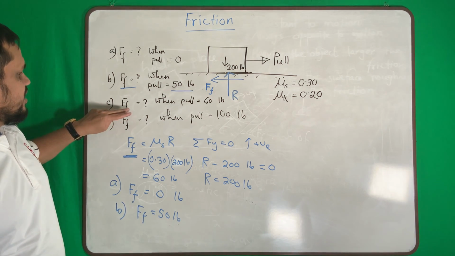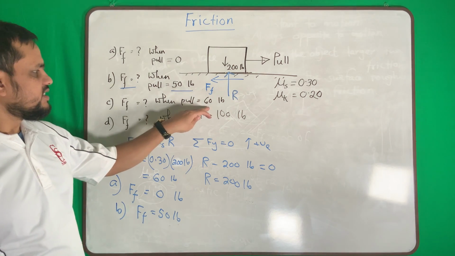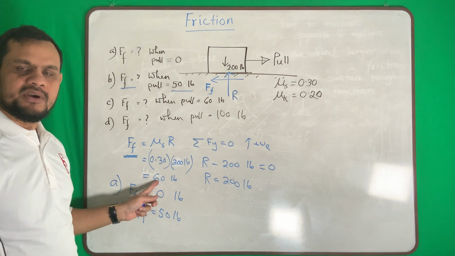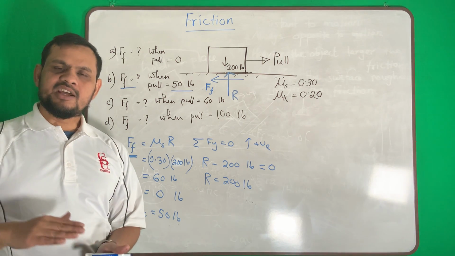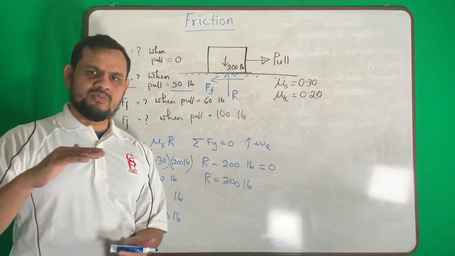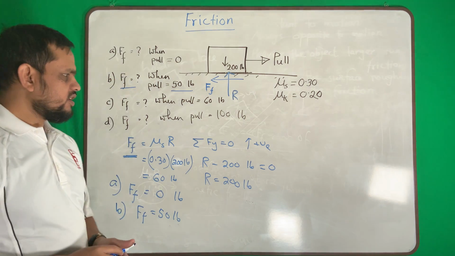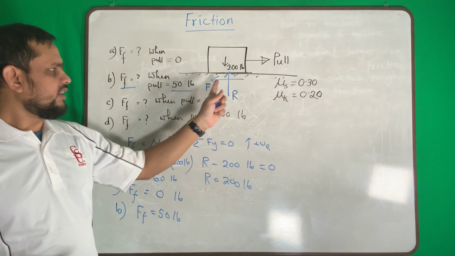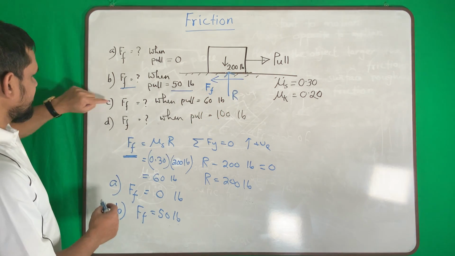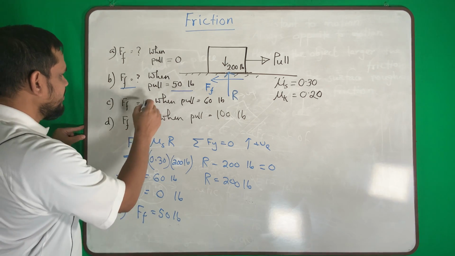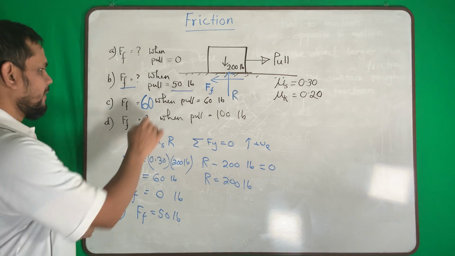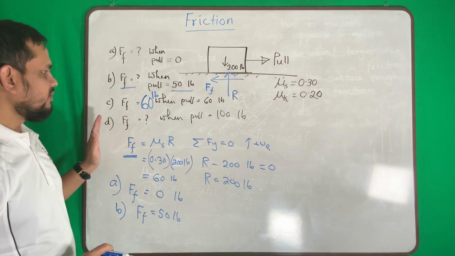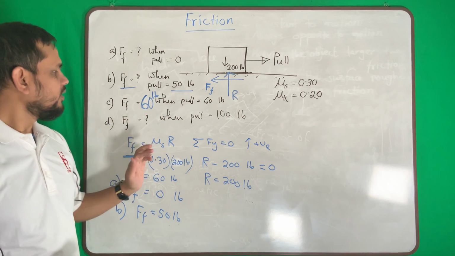Third case, what is my frictional force when my pull is 60? So this 60 equals the limiting value of the friction, exactly equal. That means my body intends to move, so if I take the summation of Fx is 0, this pull and this will be equal. So case number 3, my frictional force will be 60 pound. That is the limiting value. After that, my body will move.